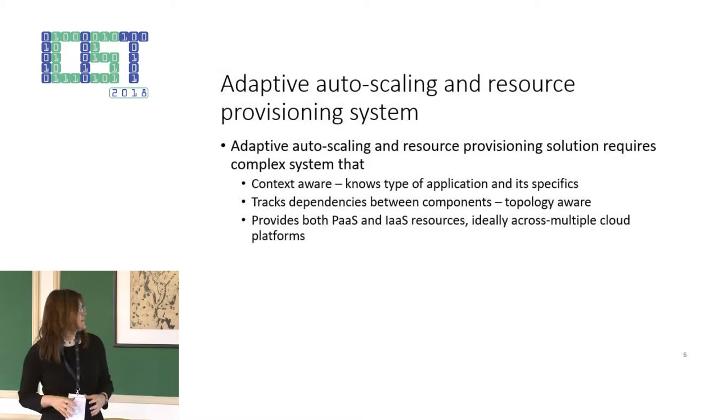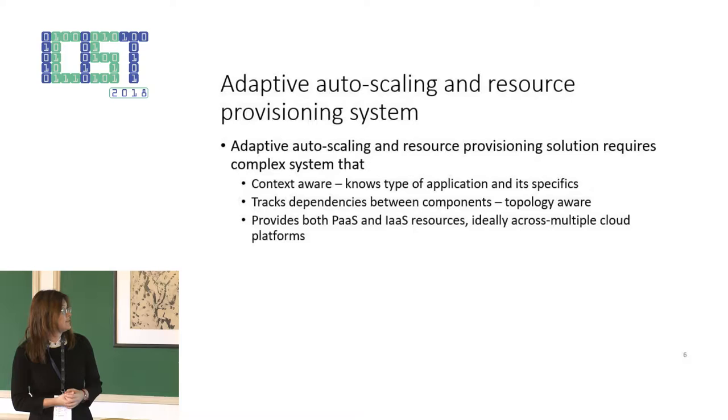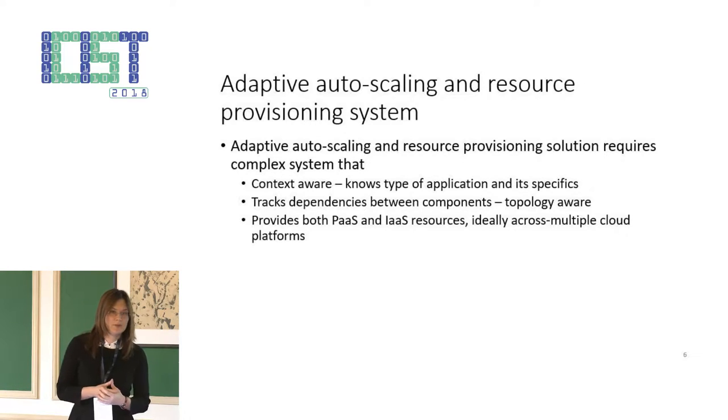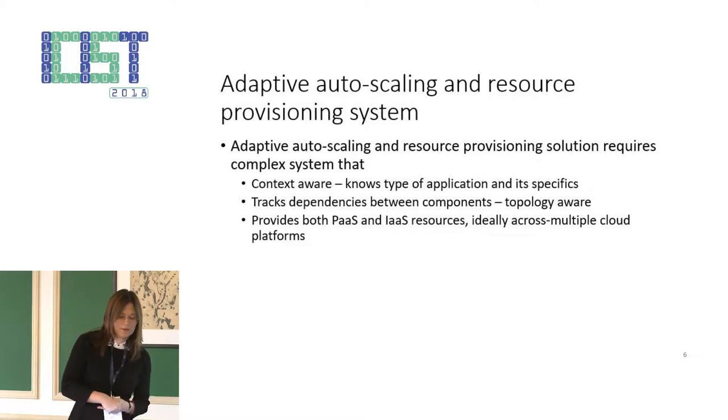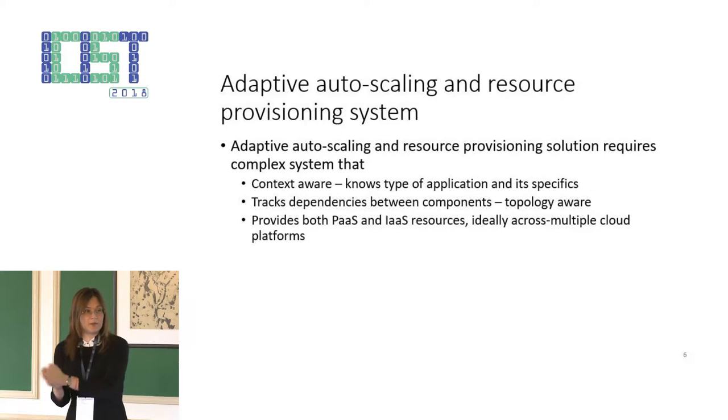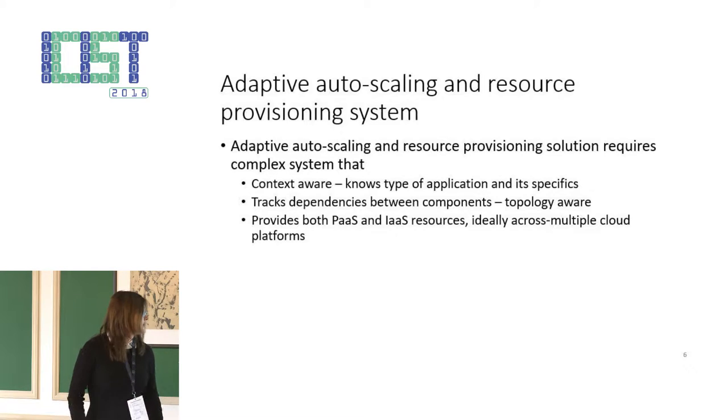So, to summarize, an adaptive auto-scaling and resource provisioning system should be context-aware. It needs to know the specifics of your application: what resources it needs, what kind of application it is, whether it is stateful or stateless, and how to scale it. It should also track the dependencies between multiple components, so it should be topology aware, and it should be able to scale resources independently, whether it is a virtual machine or container, or a platform as a service, where you are getting storage as a platform, or a database, and so on.